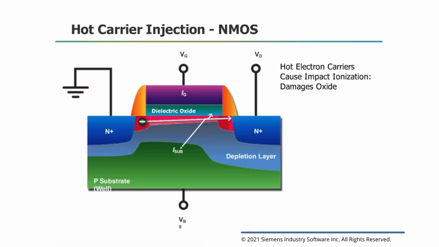HCI is mostly affecting NMOS devices, while NBTI is mostly affecting PMOS devices. The lateral electric field accelerates carriers to sufficiently high energy so that they can cause impact ionization through collisions with the silicon lattice near the drain end. The initial electron-hole pair creation can cause further impact ionization, leading to an avalanche effect. The resulting mechanism is known as drain avalanche hot carrier injection.